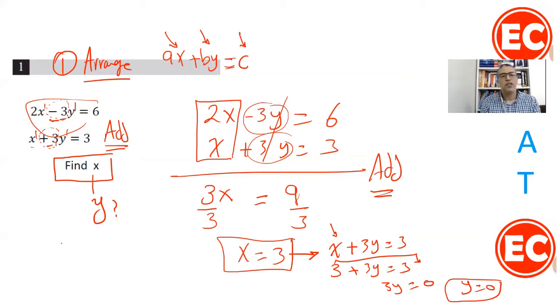Something else: this is called the intersection point between the two lines. The intersection point between these two lines means that x is equal to 3 and y is equal to 0. So the two lines intersect at the point (3, 0).